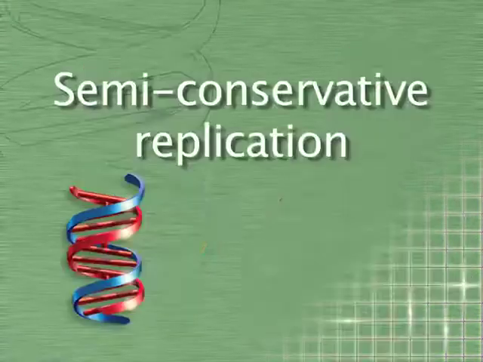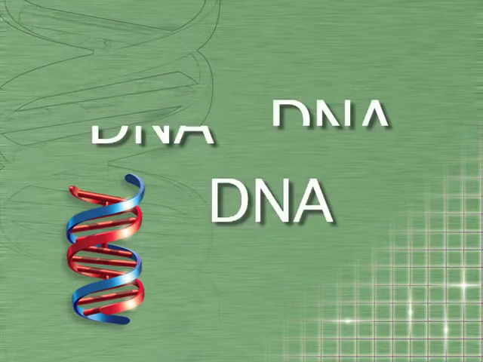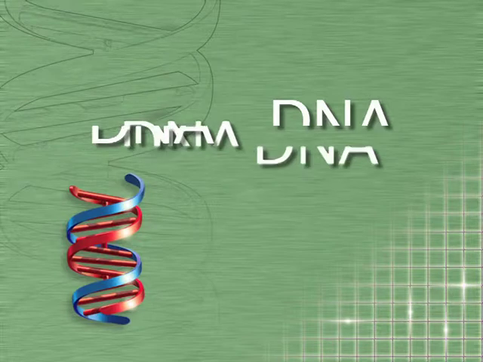Each new molecule would contain one old strand of DNA and one new strand. This idea was later shown to be correct, and the type of replication is called semi-conservative replication, as in each new molecule, half of it is from the original molecule.